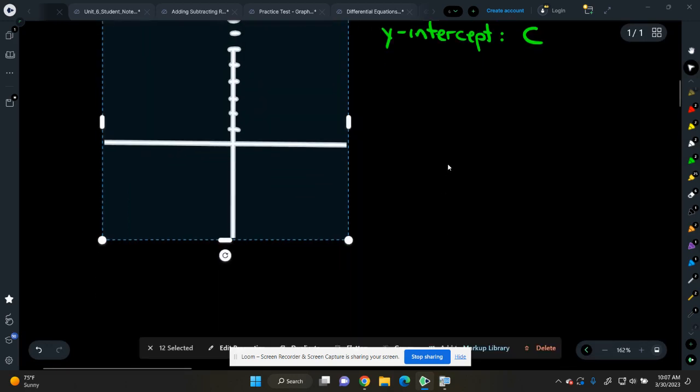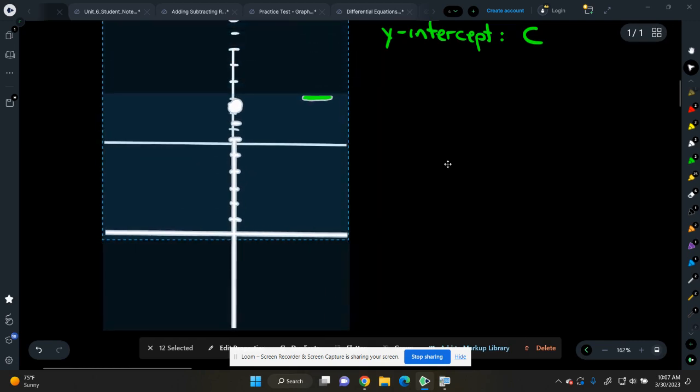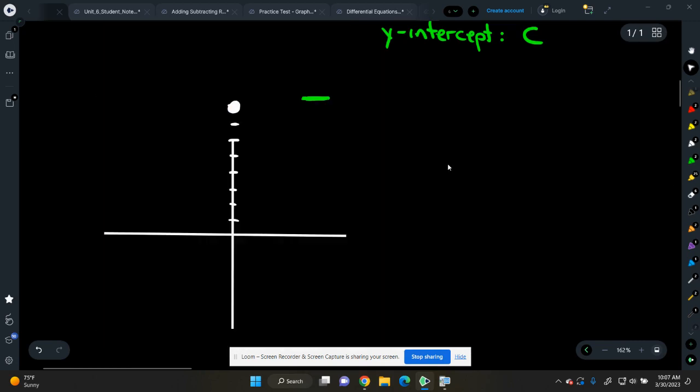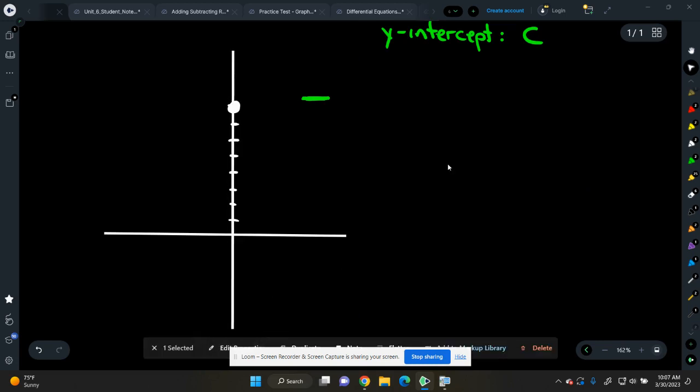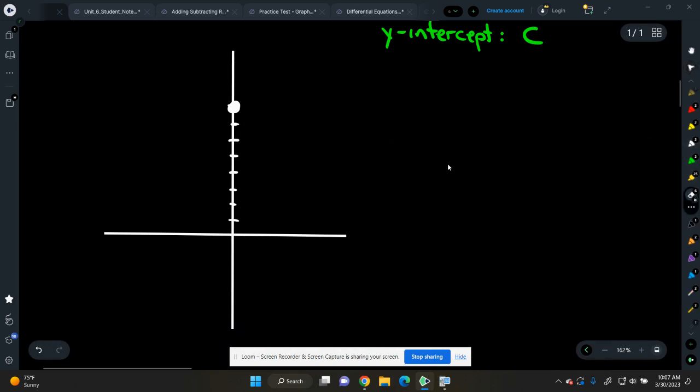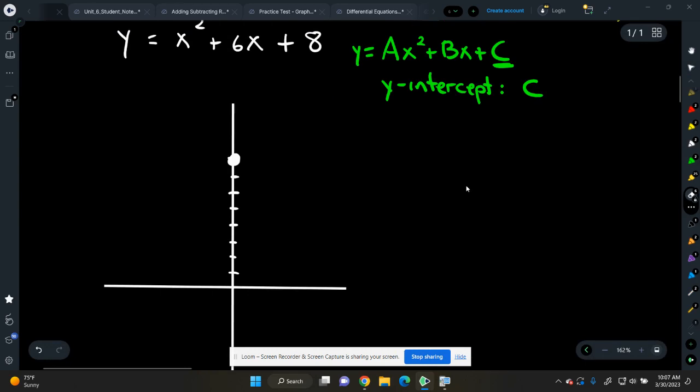That's really the only thing that we can just see without doing any work. So now we've got to do some work so that we can figure out where the vertex is and where the axis of symmetry is. Everybody good with that so far? Okay. So the axis of symmetry, we're going to do that first. We always do the axis of symmetry first.